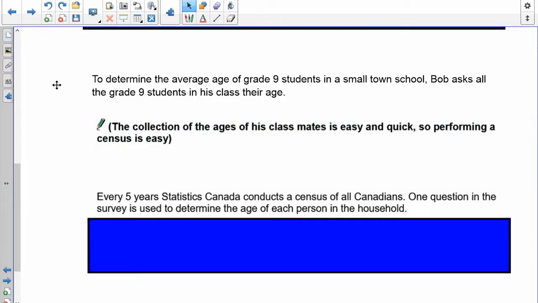So the collection of the ages of his classmates is easy, it's quick. You can do it in the classroom in the morning by just a show of hands or just by having them answer a quick question. The reason he did the census was because the number of grade 9 students in the class, or in that school even if there's multiple grade 9 classes, is really small, and it's very easy to do the census.